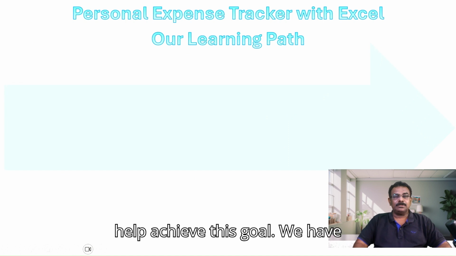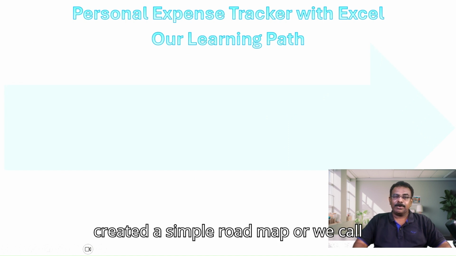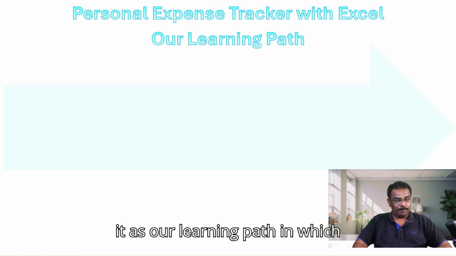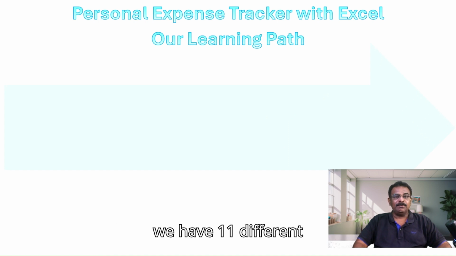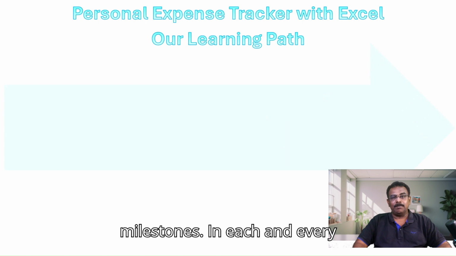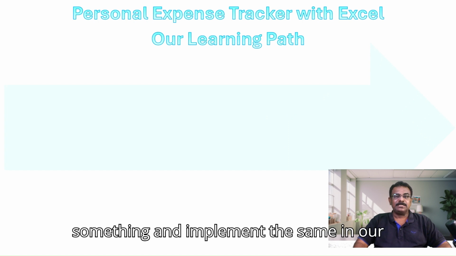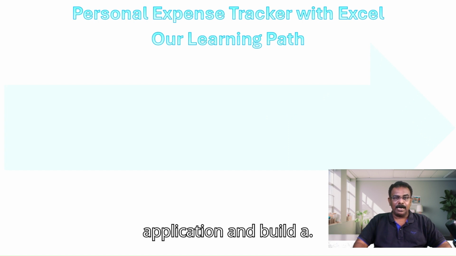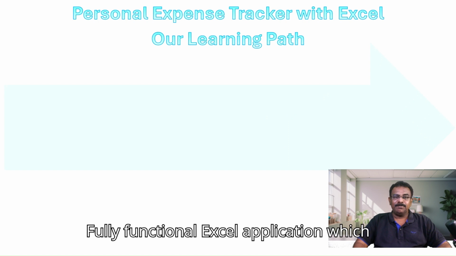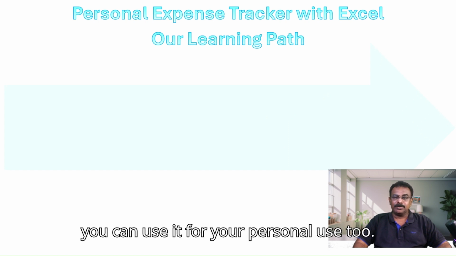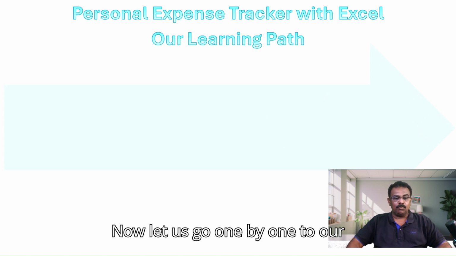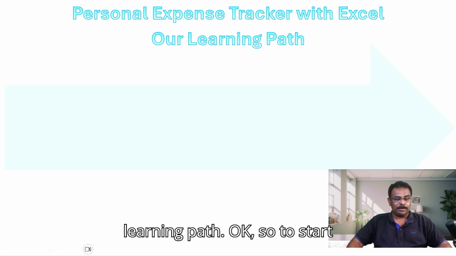To help achieve this goal, we have created a simple roadmap, or we call it our learning path, in which we have 11 different milestones. In each and every milestone, we will try to learn something and implement the same in our application and build a fully functional Excel application which you can use for your personal use too. Okay. Now let us go one by one through our learning path.